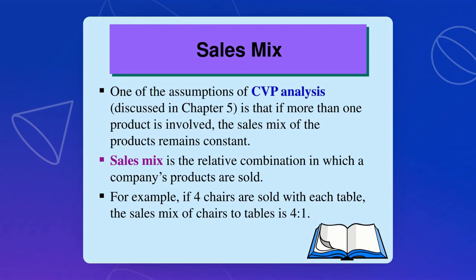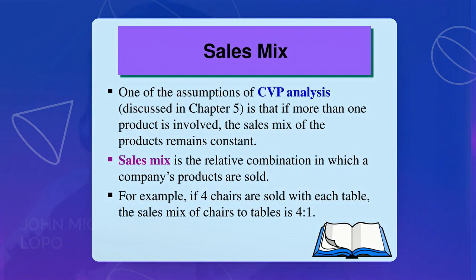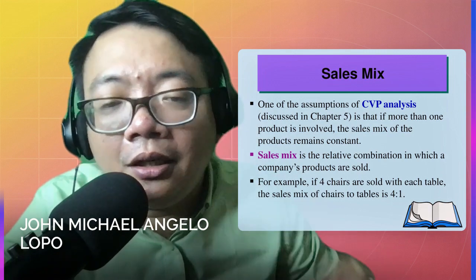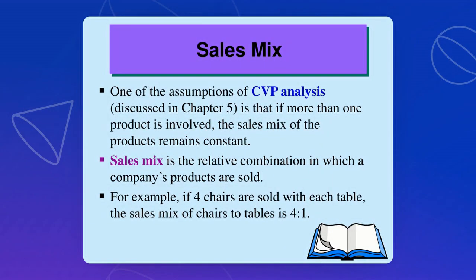Alright, class, what do you mean here by a sales mix? Sales mix is one of the assumptions of your CVP analysis, the cost, volume, profit analysis, right? If you notice, in our CVP analysis, you have only one product. But in terms of the sales mix, you have two or more products involved. That's why it's called sales mix. The sales mix of the products will remain constant.